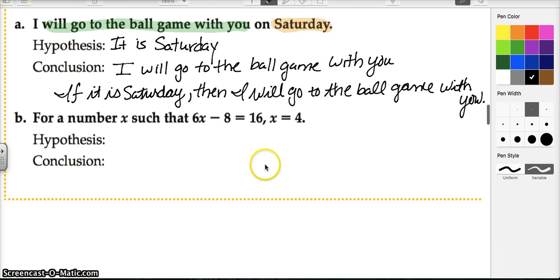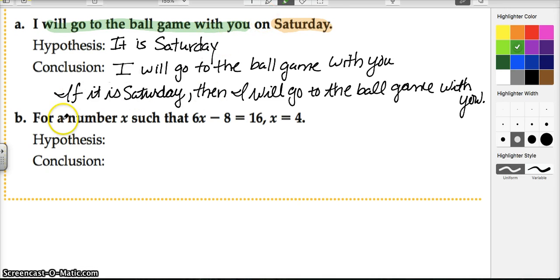Let's take a look at this one. This one's a little bit different because it's mathematical in nature. So for a number x such that 6x minus 8 equals 16, x equals 4. Well, what's the hypothesis and conclusion here? So I'm reading this that if we are in this situation where we've got a number x such that 6x minus 8 equals 16, then x has got to equal 4.